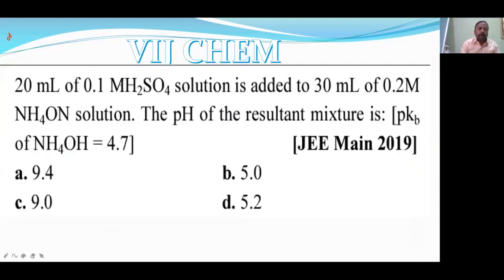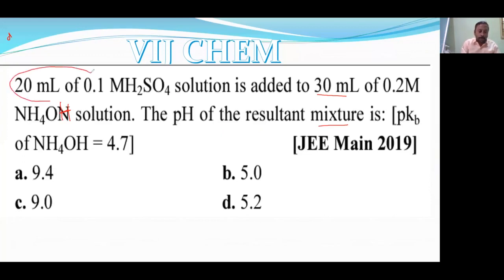Okay, 20 ml of 0.1 molarity H2SO4 is added to 30 ml of 0.2 molar NH4OH. Then the pH of the resultant mixture is, okay. So this is again a buffer, it can be a buffer, it can be a salt solution. So that you have to decide on your own, okay. So how will you decide?